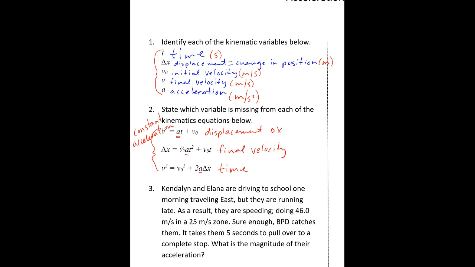So the reason that we have multiple kinematics equations is so that if we don't know one of our variables, we can always use different equations to figure out what we need to know.